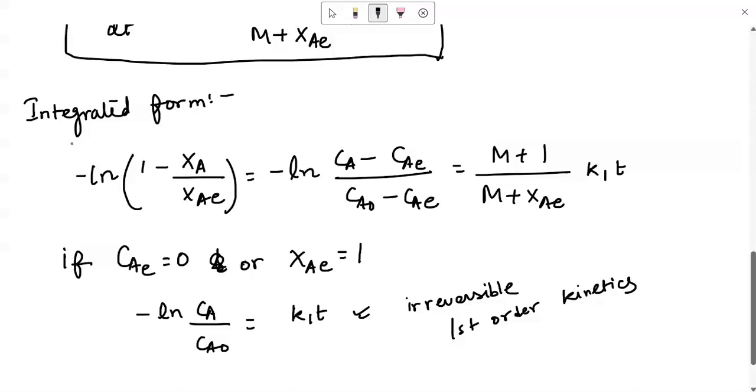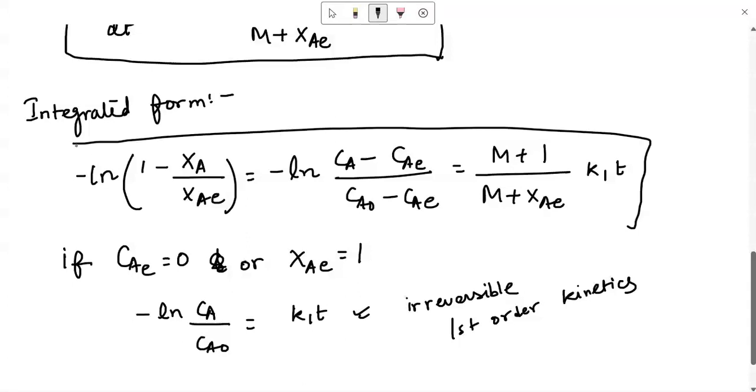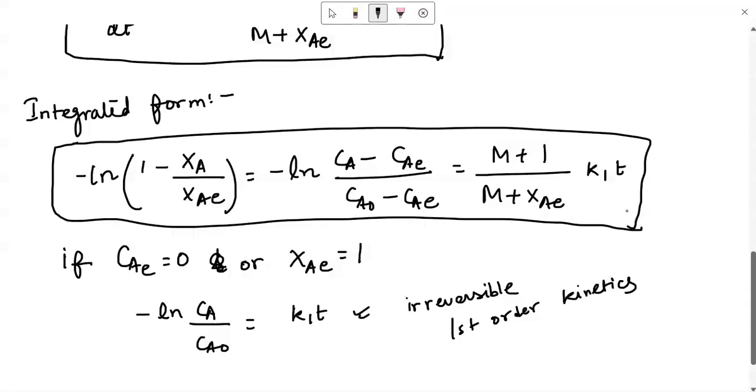Okay, so you can also say that the irreversible reaction is actually a special case of the reversible reaction, right? And so this is the integrated form for the final integral analysis that you can directly use, where you can fit in your experimental data.